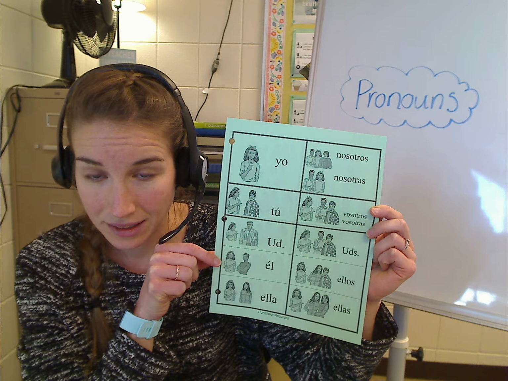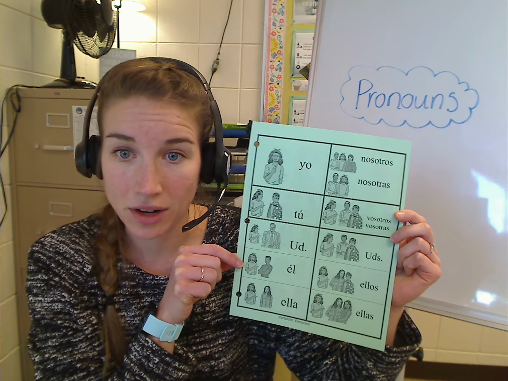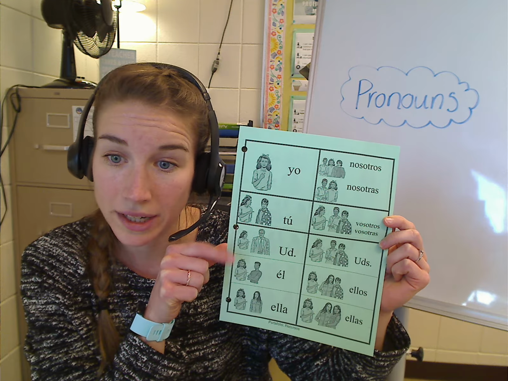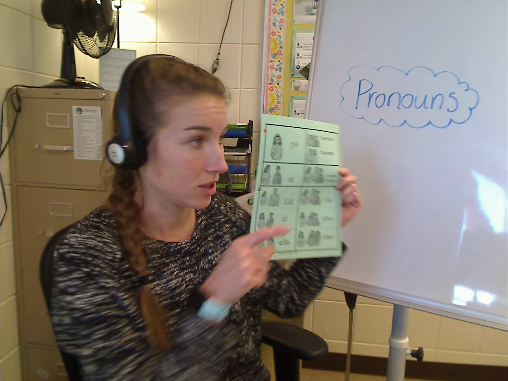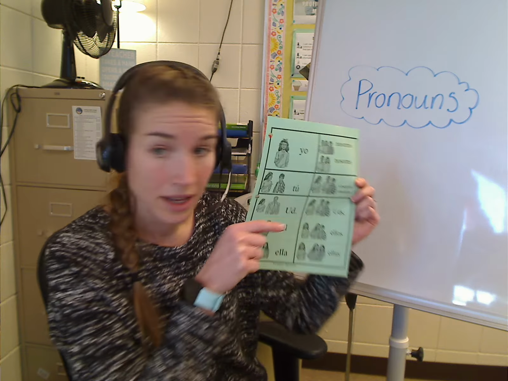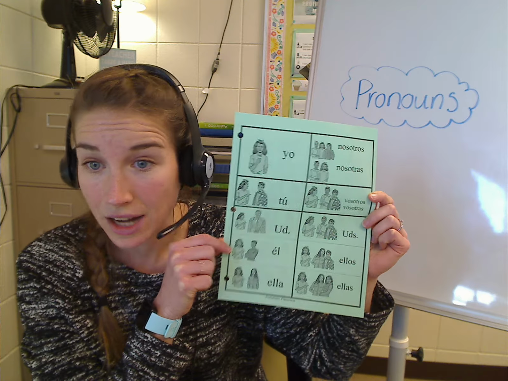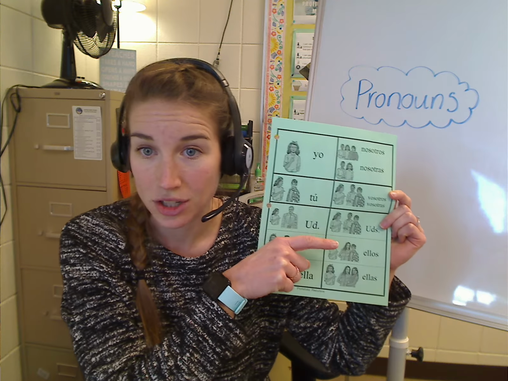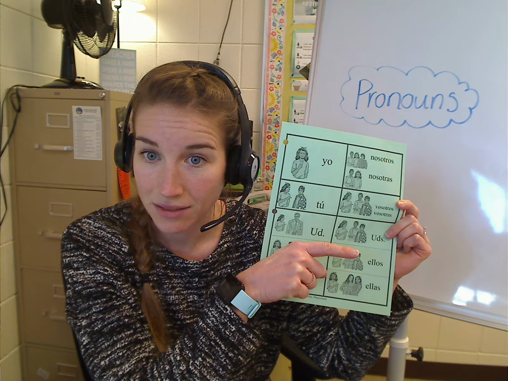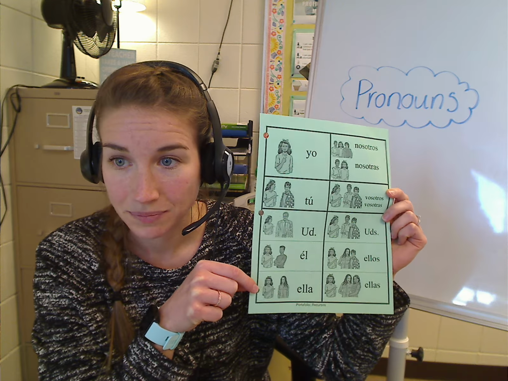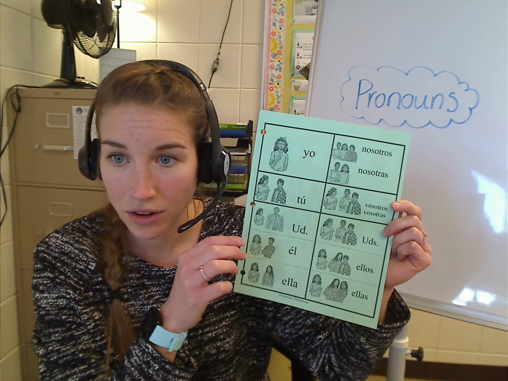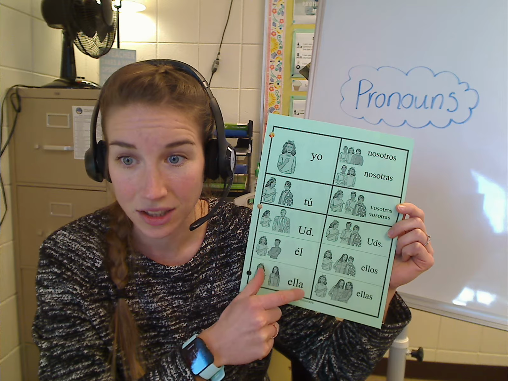Él means he. Now, something a lot of students don't understand is the difference between tú and él in the pictures. With tú, remember, she's looking at the person: you, tú. And in él, she's not. She's pointing away from where she's looking. So, he did it. That's the difference. Ella means she.